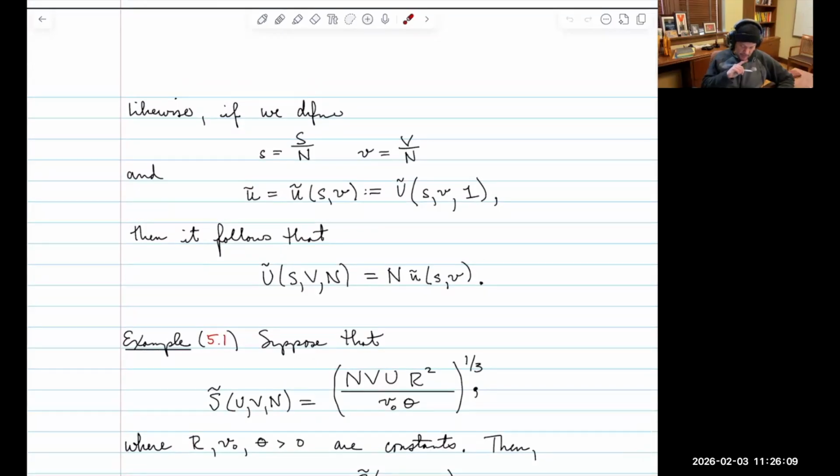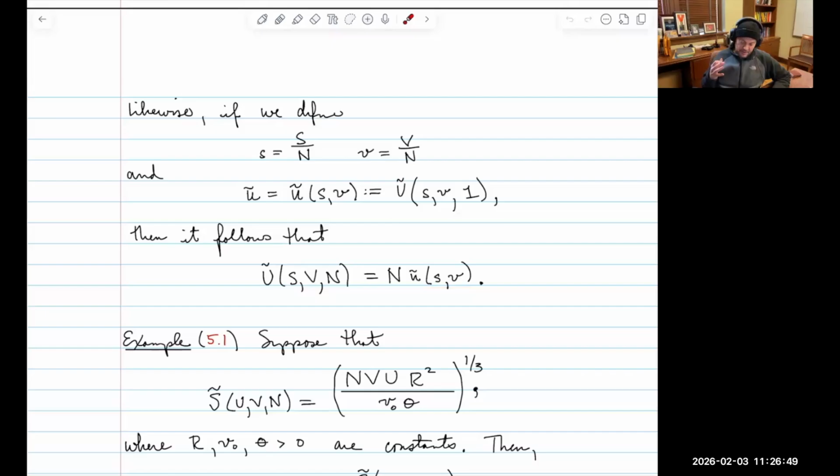And likewise, I can do exactly the same thing for my energy. If I define the following independent variables, the molar entropy, this is entropy per mole, and again, the same molar volume, then I can define lowercase u, a function only of the 2 variables, lowercase s and lowercase v, and that is equal to uppercase U of s, v, and 1. Of course, it appears like it's a function of 3 variables, but it's only 2. And by the same argument, uppercase U of S, V, and N is equal to N times lowercase u.